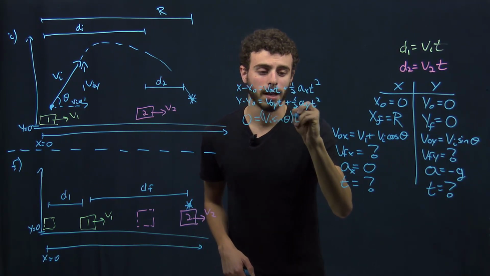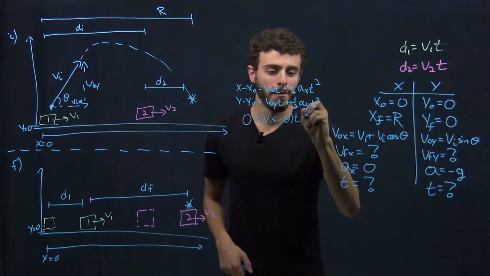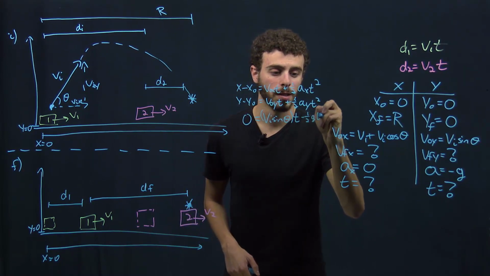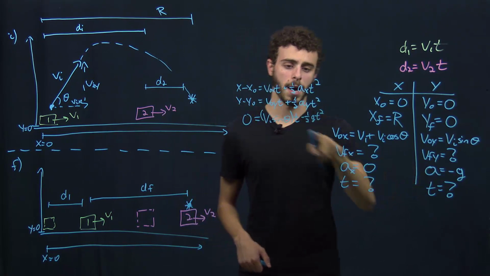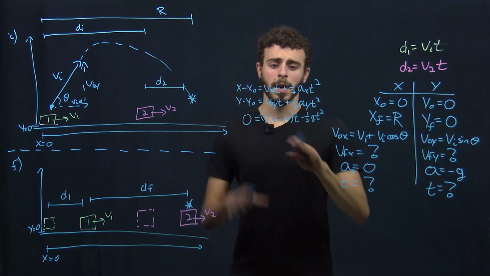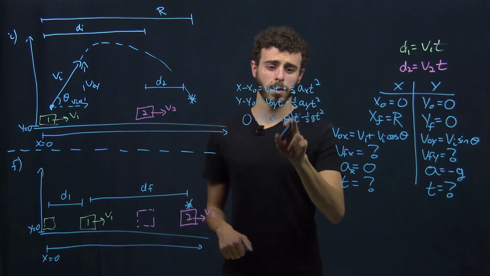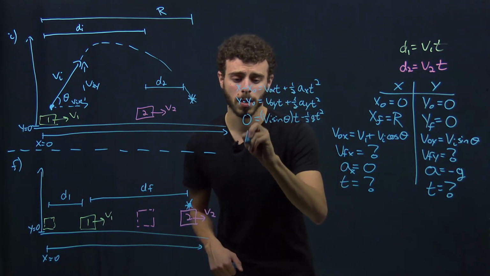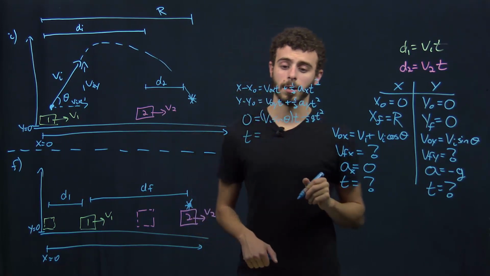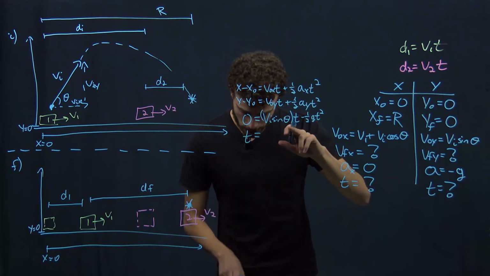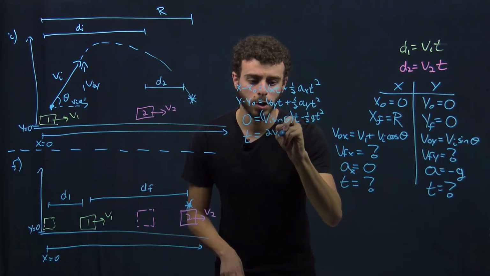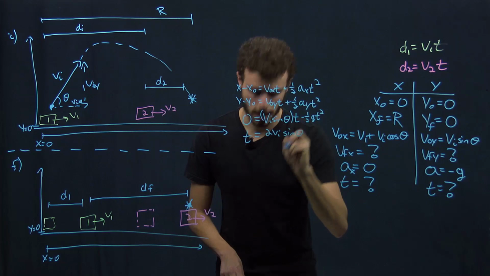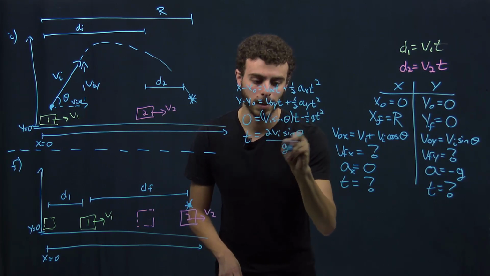So we have this times t, and then we have minus 1/2 g t squared. So I've just plugged in minus g for a_y. And so now we have an equation which can now give us time. So we know all of these other variables, so I'll let you follow along in detail on the solutions, but you should get that time is equal to 2 v_i sine theta over g if you solve.